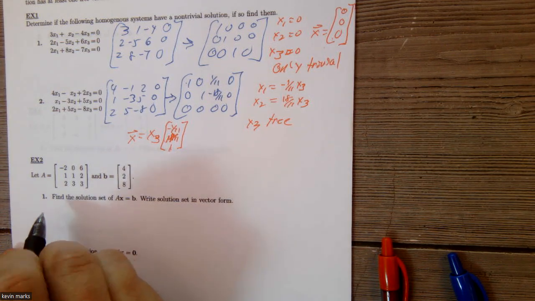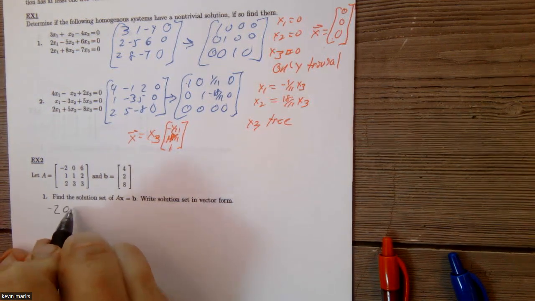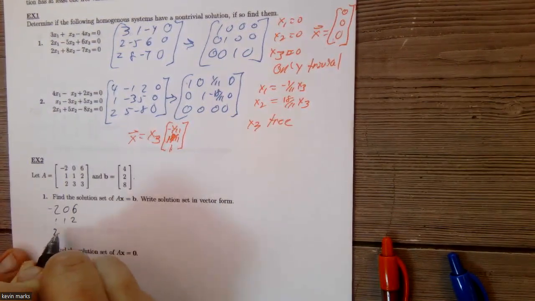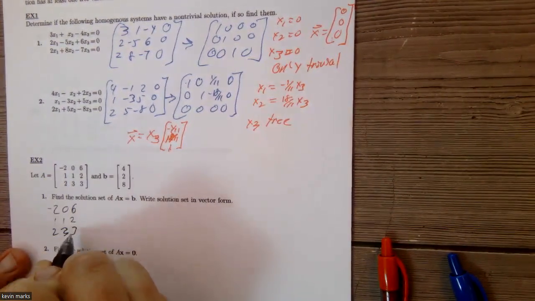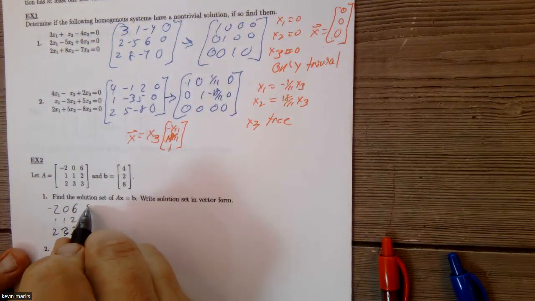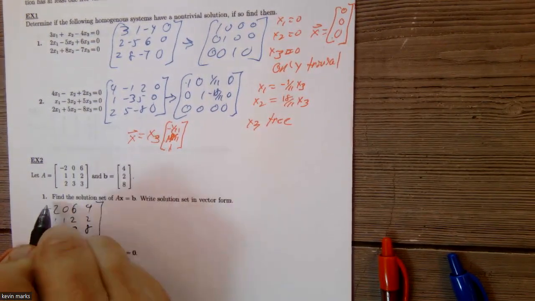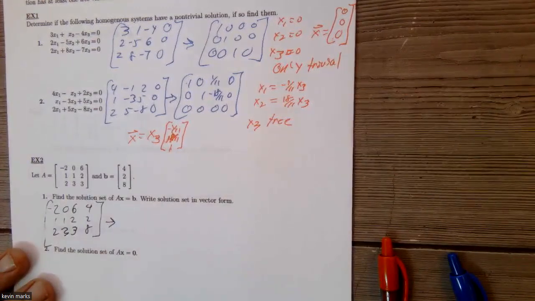But they're all saying basically how you set it up. Okay. You take your negative 2, 0, 6, 1, 1, 2, 2, 3, 3. There's my A. And I'm going to augment that with my B, 4, 2, 8. Again, you could do this by hand, whatever, but let's just row reduce it.